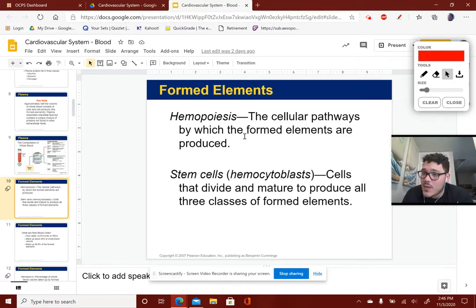Today, we're going to talk about formed elements. Specifically, we're going to prioritize a little bit more information relating to red blood cells. But before we get to that, let's just talk in general about formed elements.